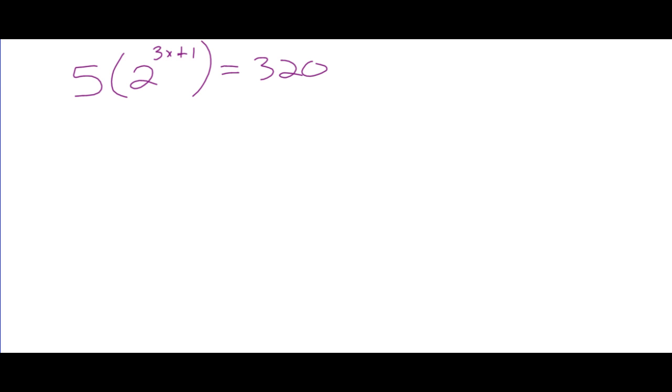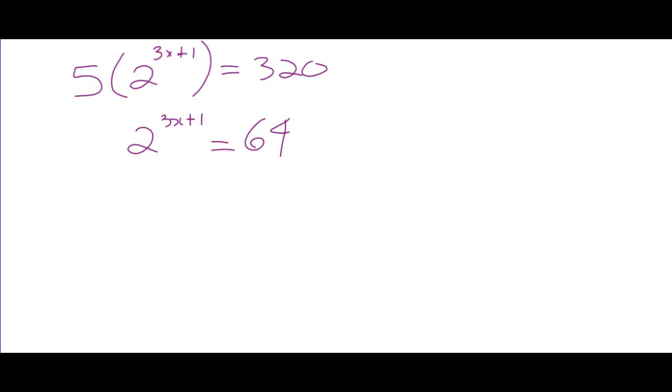We can't solve for this power 2 to the 3x plus 1 with that 5 there, right? So we need to isolate the power. We need to isolate the 2 to the 3x plus 1. So we'll divide both sides by 5. So 2 to the 3x plus 1 is equal to 64.